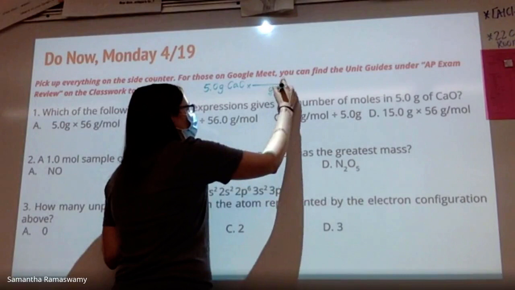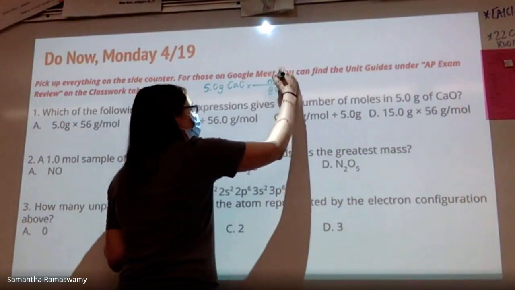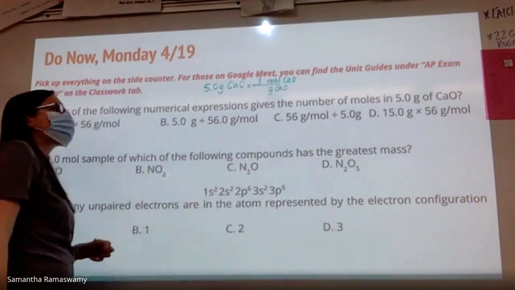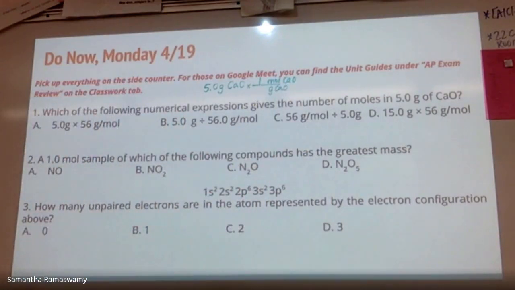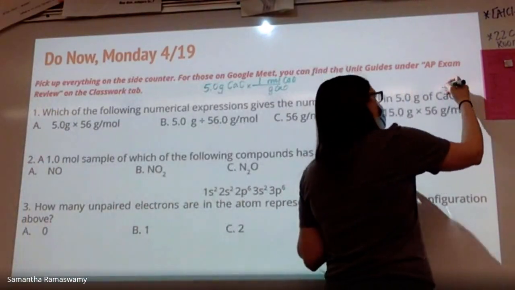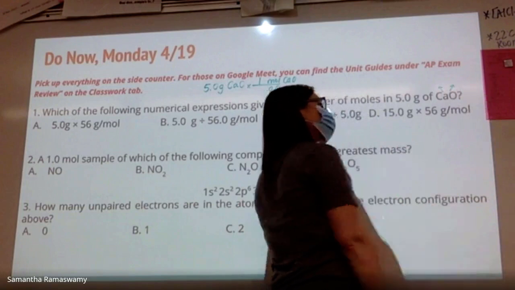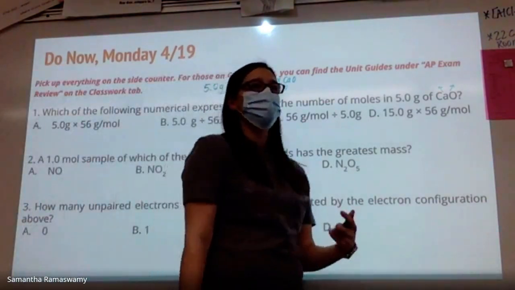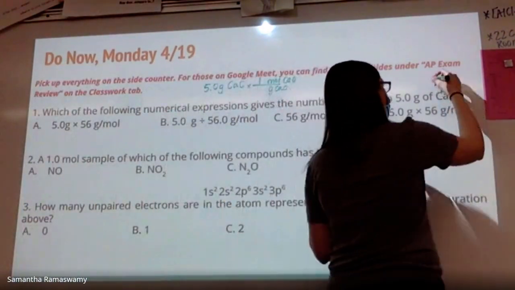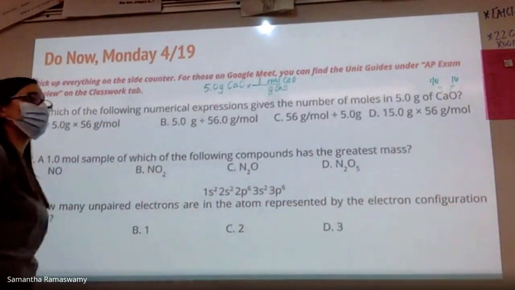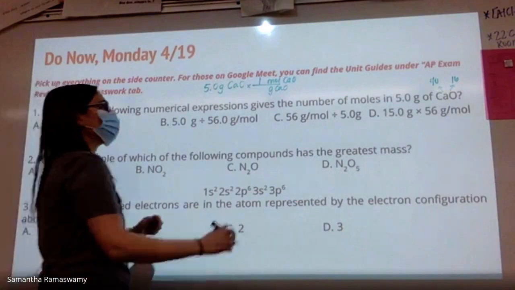So I want to go from grams of calcium oxide to moles of calcium oxide. Well, what can I use to convert between grams and moles? Molar mass. When you look at your periodic table and you're doing multiple choice, round. Don't use decimals. So calcium is 40.08, round to 40. Oxygen is 16. So the molar mass of calcium oxide is 56 grams per mole.